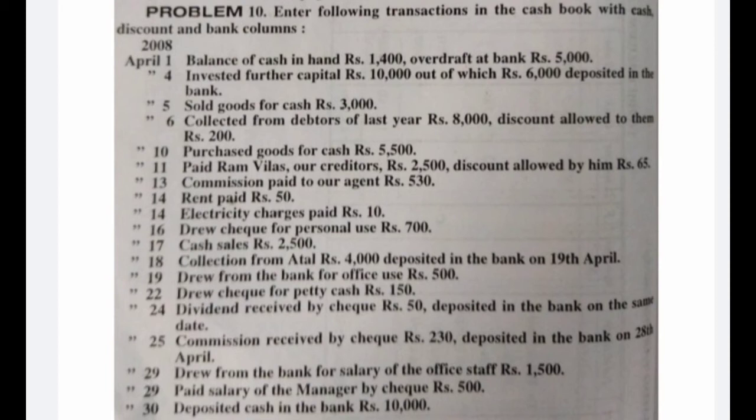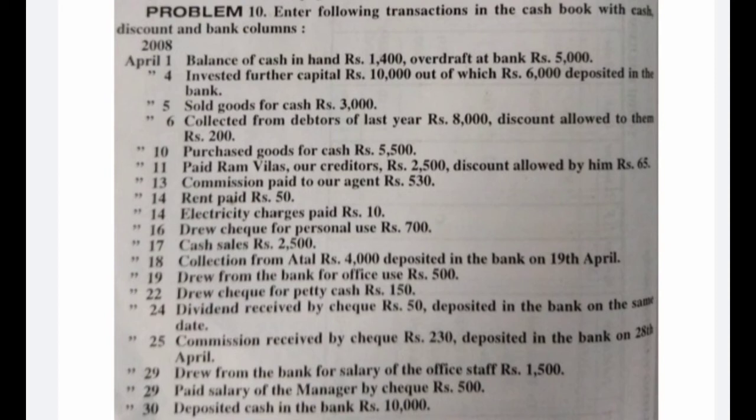Commission paid to our agent, so we are paying commission, so commission is an expenditure. Commission expenses account debit to cash account 530. So cash is on the credit side, credit the cash column by rupees 530 by commission account. Rent paid, so rent is an expenditure, rent account debit 50 rupees to cash account 50. Cash is on the credit side, credit the cash column by rent of rupees 50.